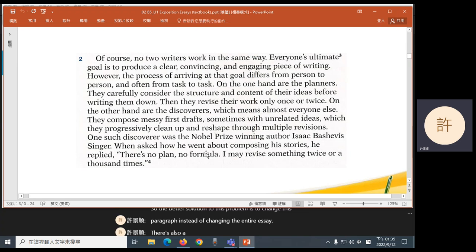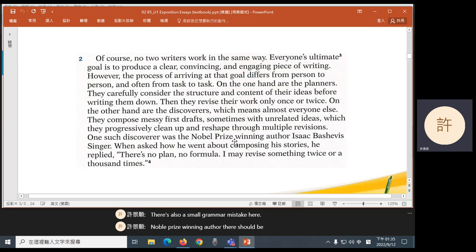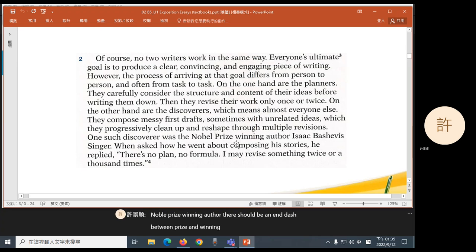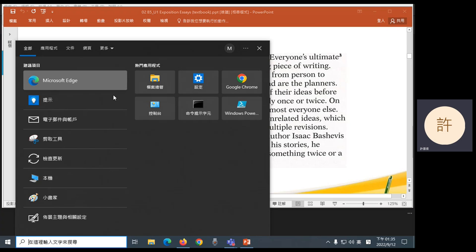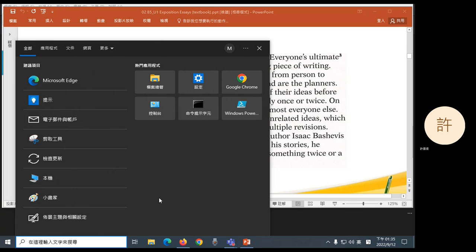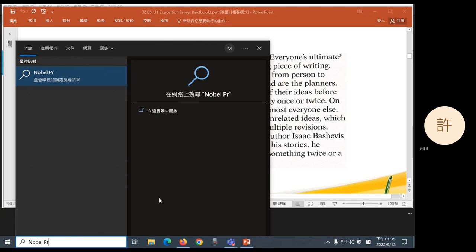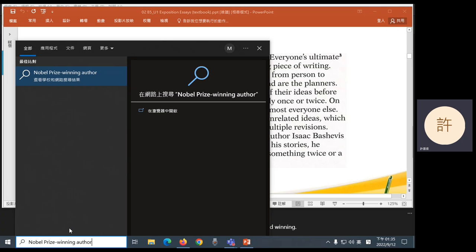There's also a small grammar mistake here. Nobel Prize winning author. There should be an en dash between prize and winning. It should look like this. Right, there's a missing dash between prize and winning. It's a compound adjective. You put together a noun and a verb, and you turn it into one adjective. And it needs a dash in the middle.